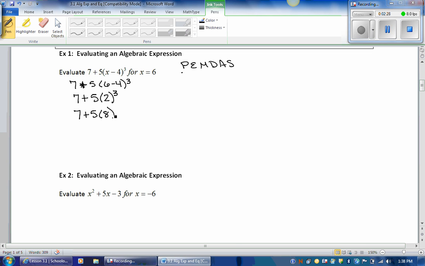Then we're going to move on to multiplication and division. And as you see, we've got multiplication here. So we're going to go ahead and do that multiplication. And then lastly, we're going to add. So when we evaluate this algebraic expression for when x equals 6, it evaluates to be 47. Okay, so let's try another one.